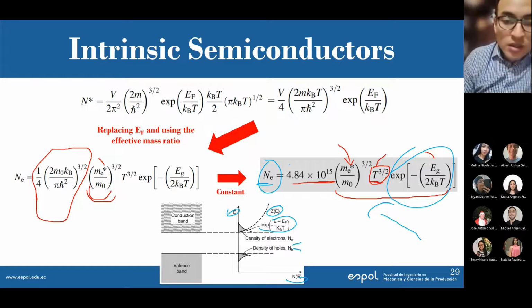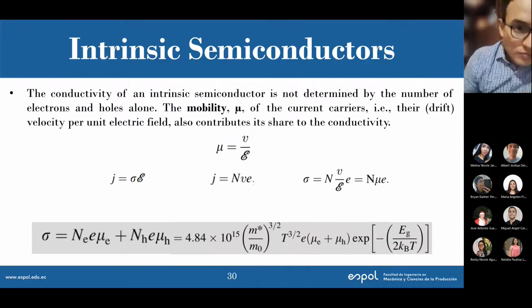Okay. Now, what else contributes to conduction? Because we're saying it depends on electrons and holes, but it's not just that. The mobility is a key factor here, in this case the mobility of electrons and holes. So the mobility, in general, of any current carrier, is defined as the velocity per unit electric field.